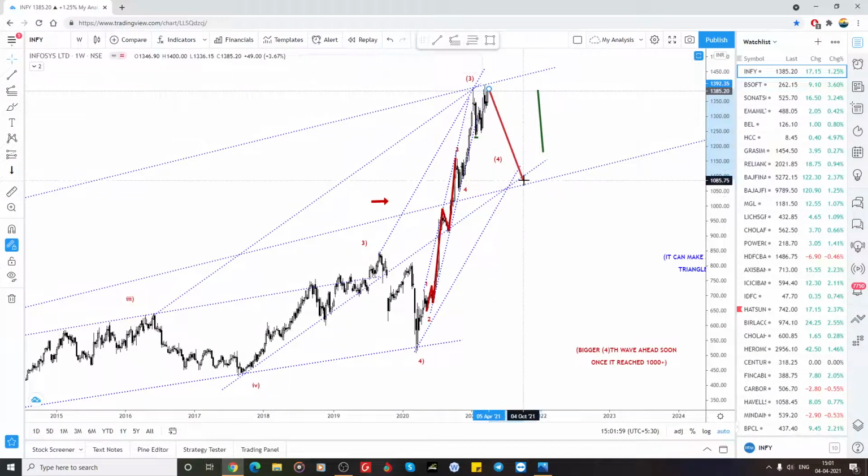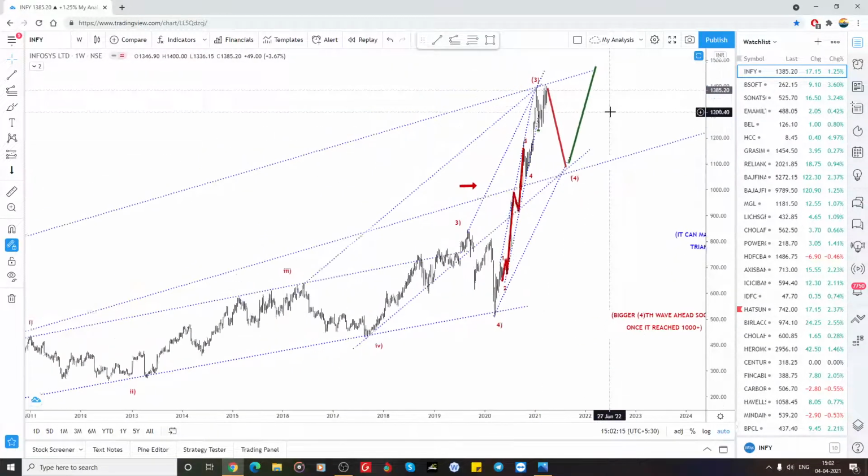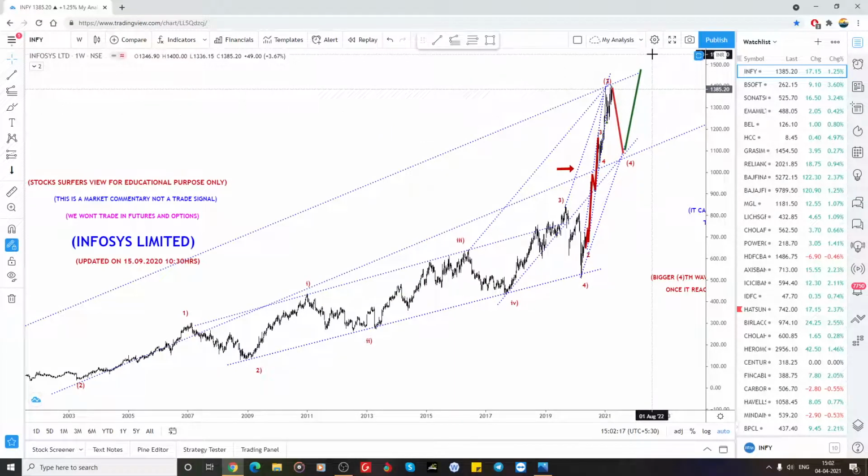I'm not saying no, this is a market, it could be a C wave, it can be deeper also. So if it reaches here, we need to watch this wave formation, and only then look to buy for that fifth wave. The fifth wave can go above 1500 also, mind that, 1500 to 1600 also.